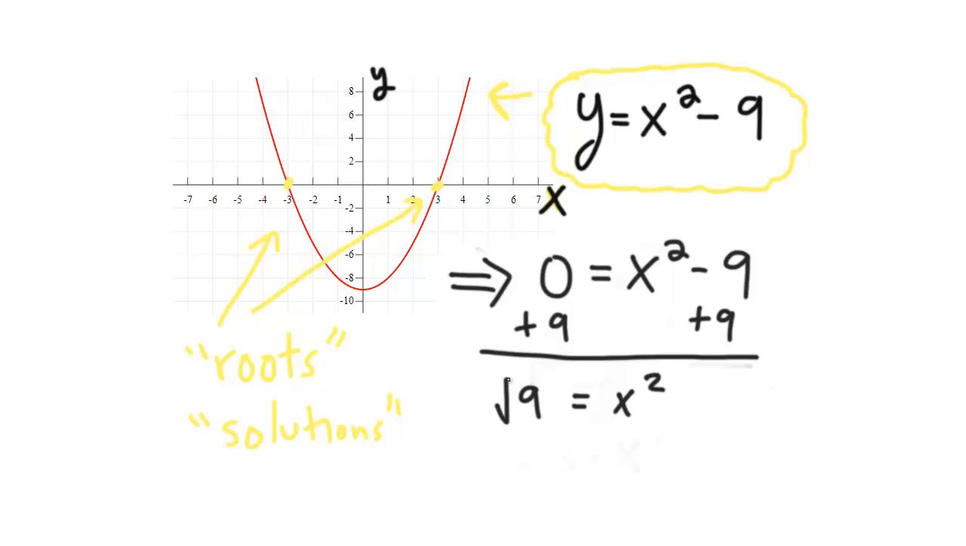Then we'll take the square root of 9 and the square root of x squared. So this will give us x is equal to plus or minus 3. Notice that the values that you found for x, plus or minus 3, are already indicated by the parabola here. That's where it crosses the x-axis, and we call them either the roots or the solutions of the quadratic function.